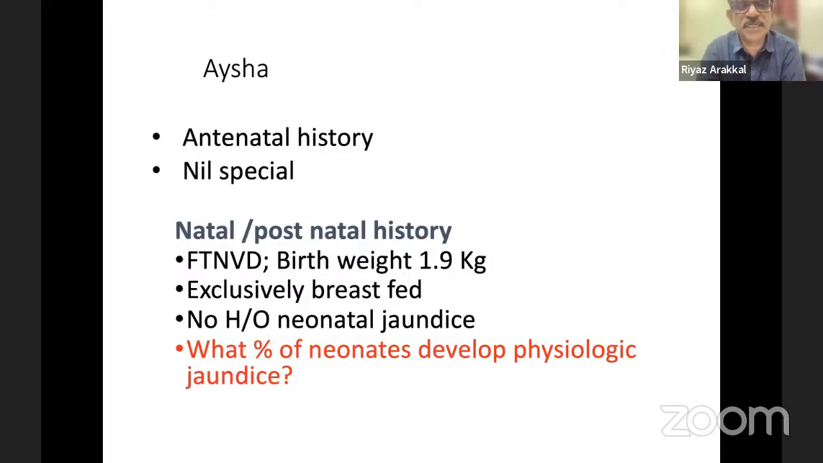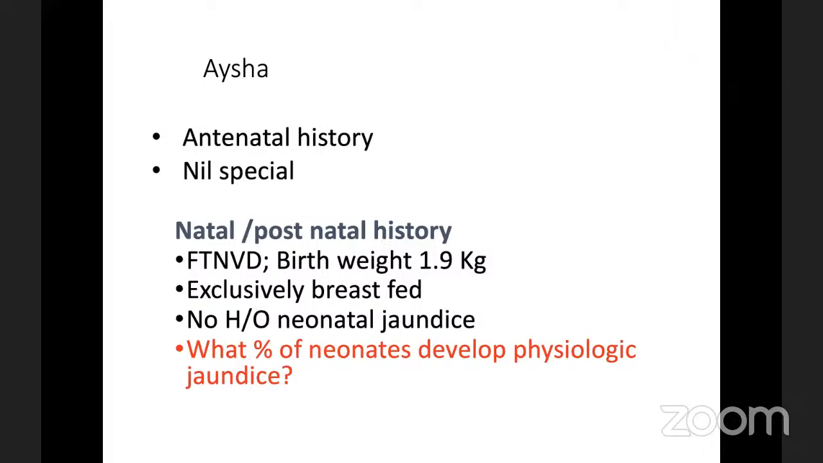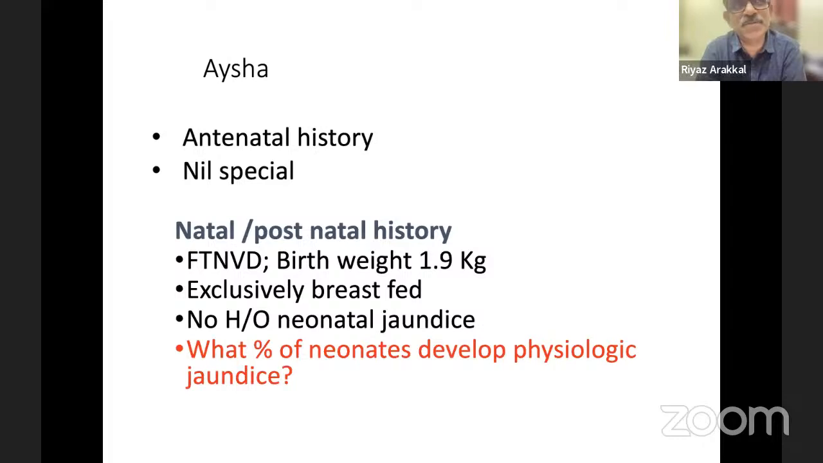What percent of neonates develop physiologic jaundice? What percentage of newborn babies will develop physiologic jaundice? It's a very simple question. Quickly, in the chat box. 60% is there. Ahmad Musa. Yeah, 60% of term babies. Musa, you should have said 60% of term babies and almost 80% of preterm babies develop physiologic jaundice. That's the better answer.